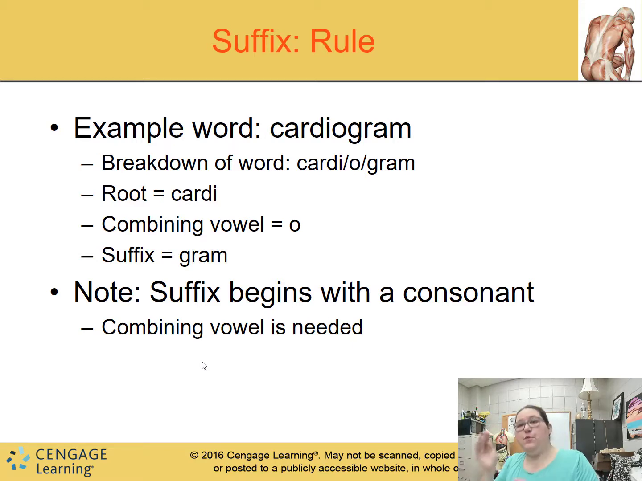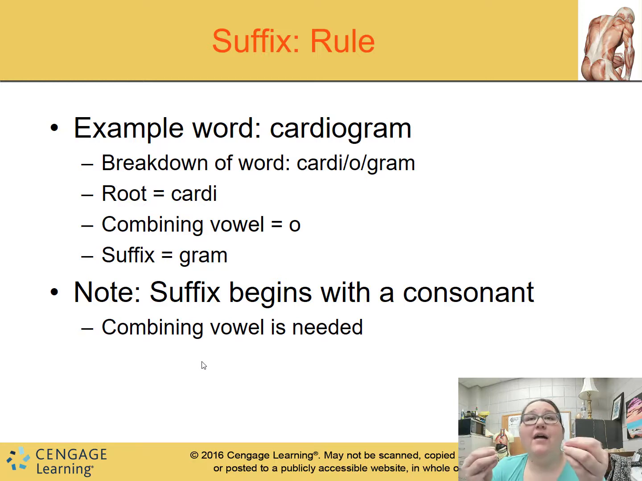Suffix. Our suffix, remember, always comes at the end. It does not get a combining vowel. The word root that it's being attached to is going to have that combining vowel if it's needed.